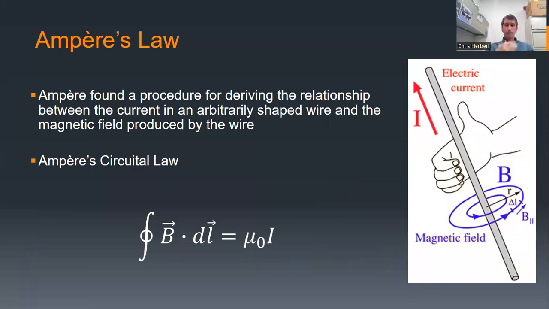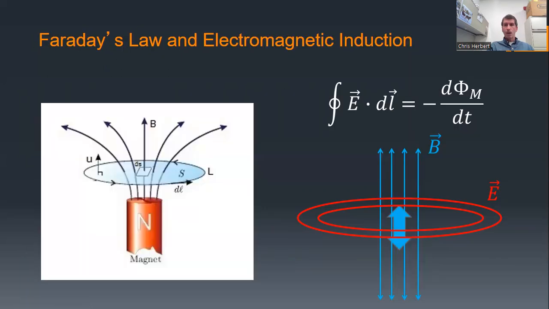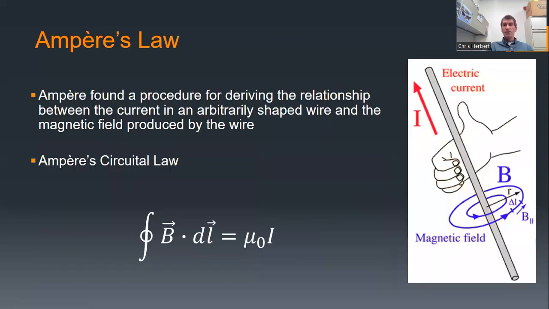Ampere's law says that a current generates a magnetic field that wraps around it. So we see this symmetry, right? We see a changing magnetic field, which generates an electric field that wraps around it. We see a moving charge associated with an electric field, with a magnetic field that wraps around it.